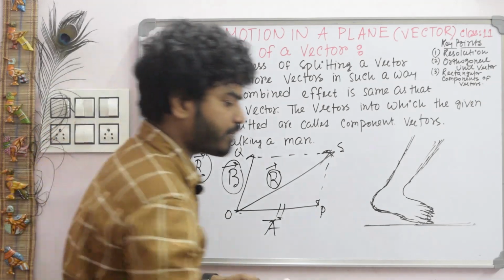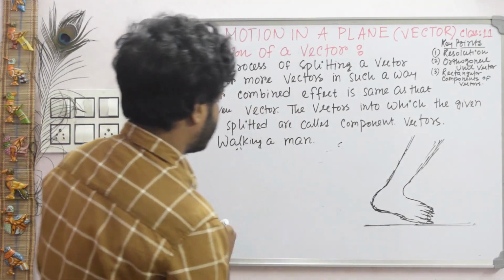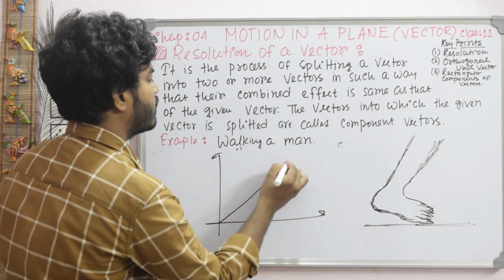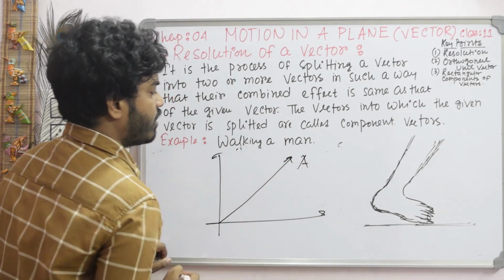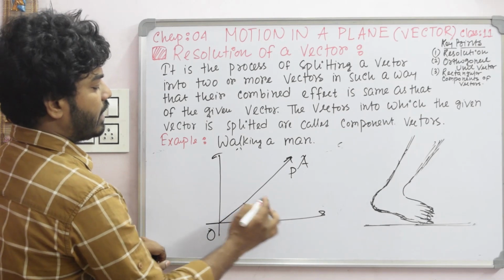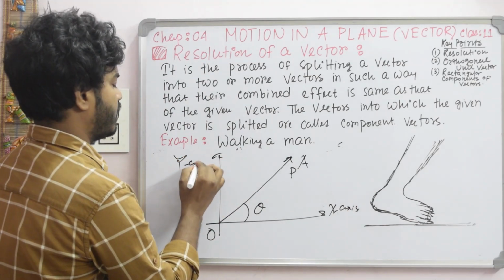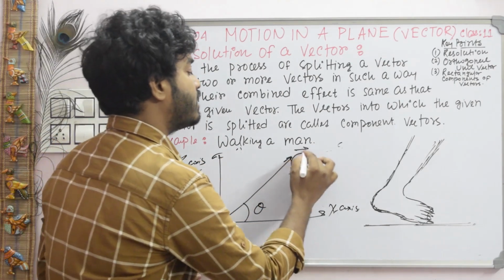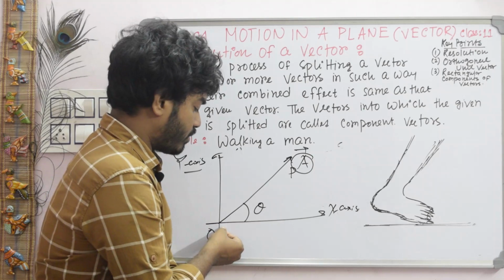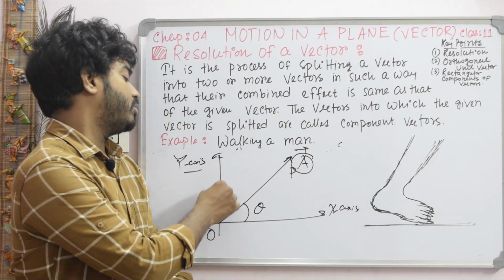Okay, suppose a vector A is directed along this direction. You just consider this is x axis, this is y axis, and this is vector A. Vector A, which is represented by OP, is making an angle theta with the x axis. This is our x axis and this is our y axis. Now here vector A is splitted into 2 vectors. Vector A has 2 components.